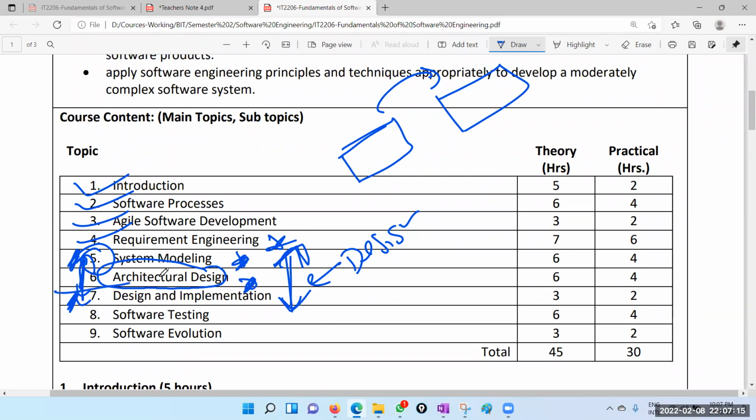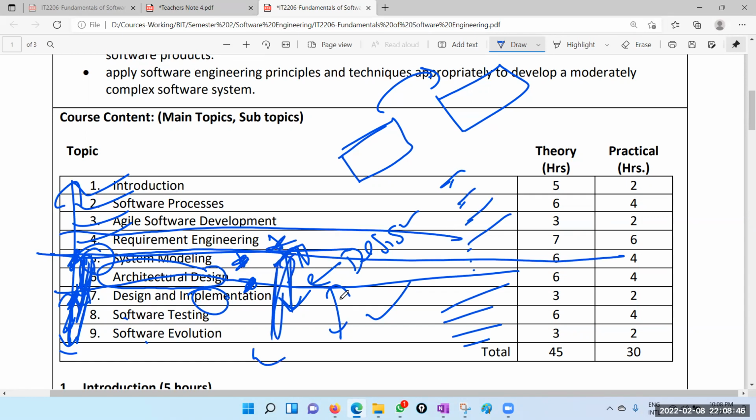Okay. So the next time we are going to discuss the topic, design and implementation. This is again a continuation of the design and also the development. Then we have testing and evolution. Okay. So most probably next day we can finish these three. Okay. We'll stop at this point.